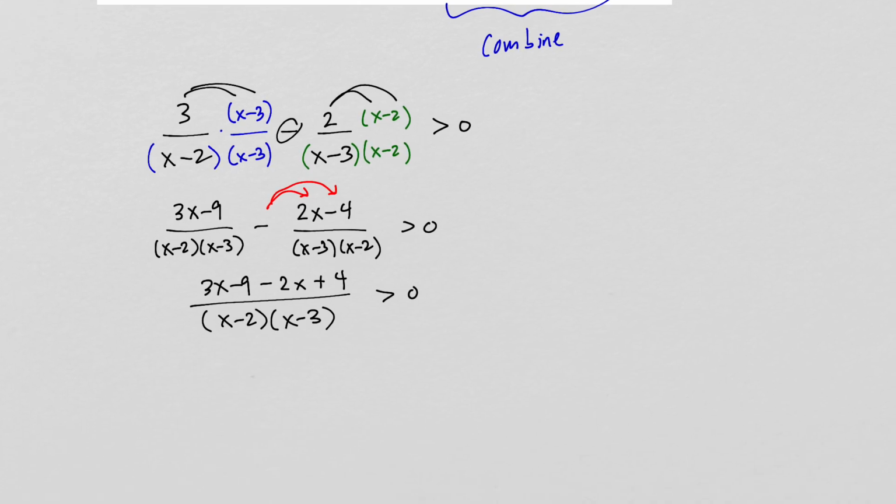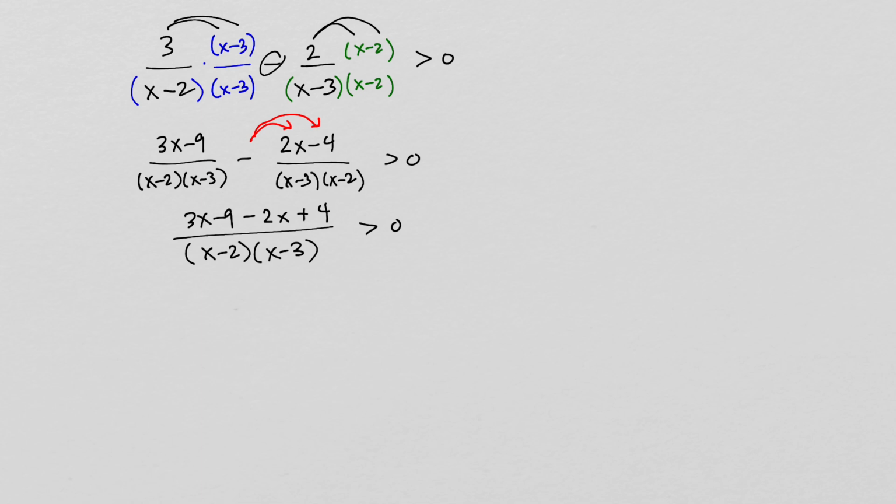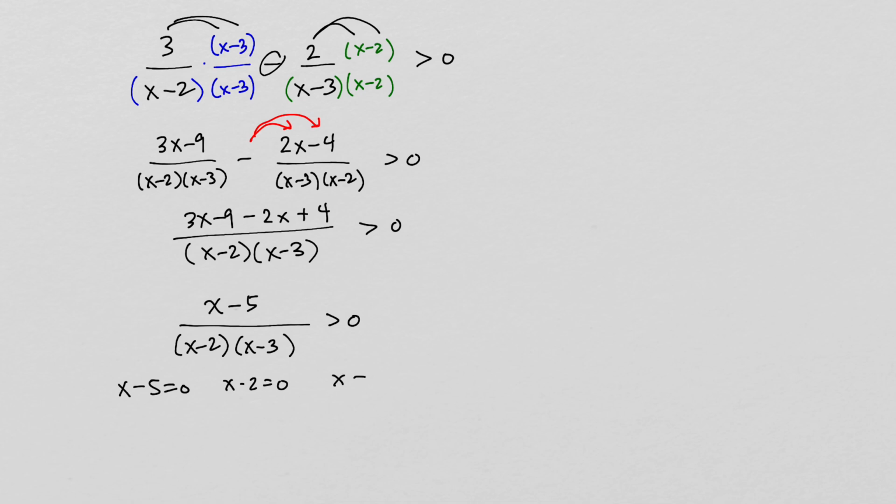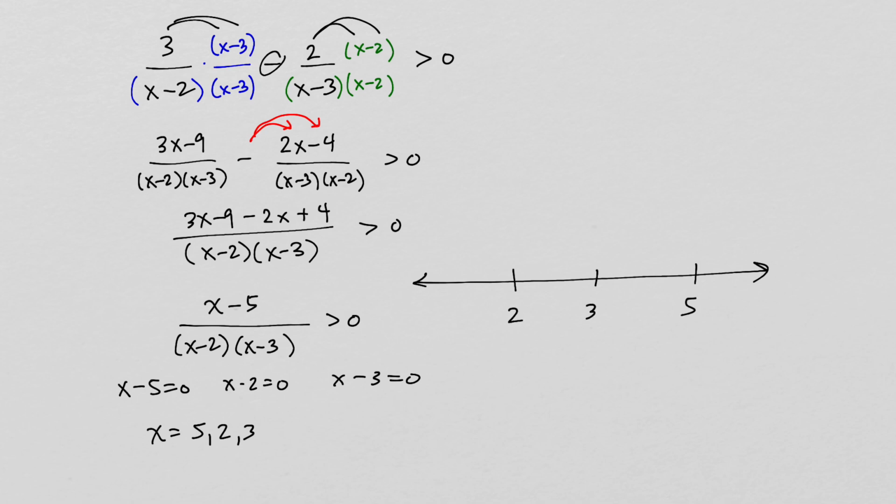And we want to know, when is this greater than 0? So combine like terms on top. We have x minus 5 divided by x minus 2 times x minus 3 greater than 0. And now we're going to have 3 numbers that make each of these factors equal to 0. And those numbers, of course, are going to be 5, 2, and 3. So let's put those on a number line. Make sure you put them in the correct order. So 2 goes first, then 3, then 5.